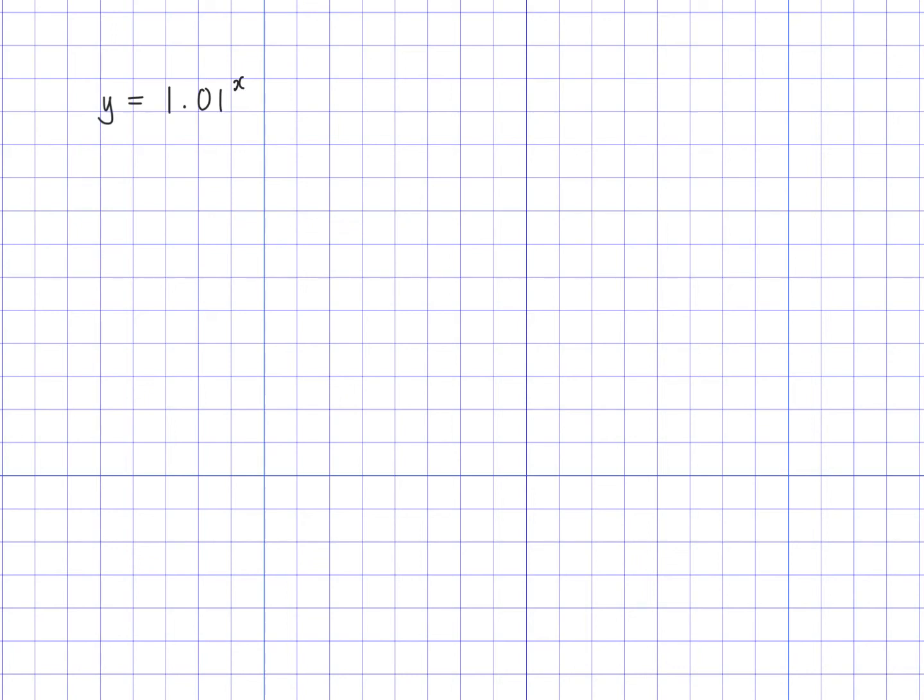I'm going to start here with this function that I have here. So y equals 1.01 to the power of x. You can see that what this function does is use the multiplier for an increase of 1%. So if I was to repeatedly increase by 1%, I can find what the actual increase value would be.